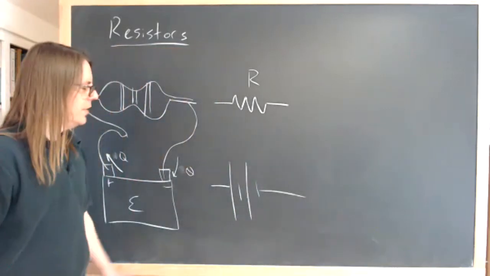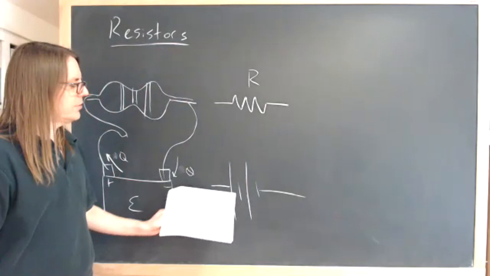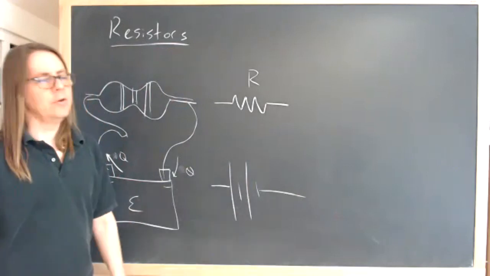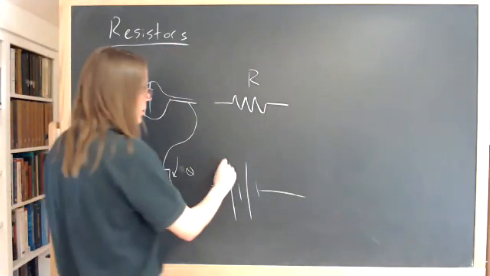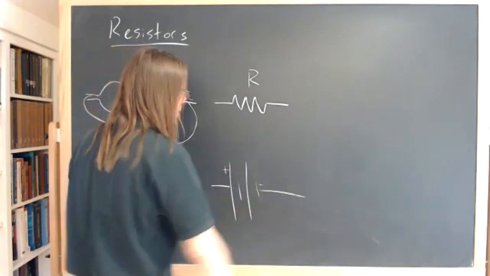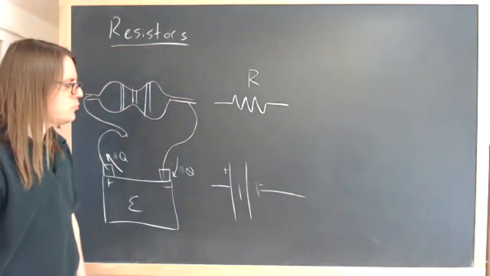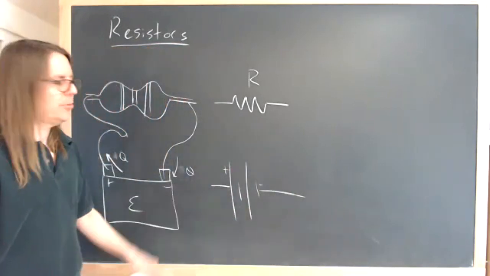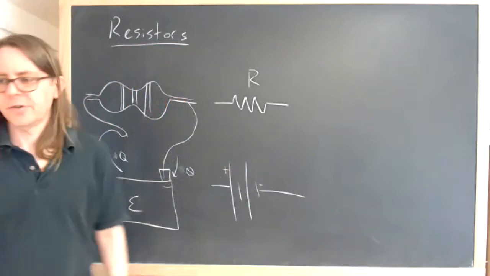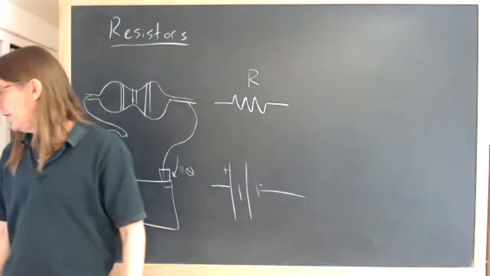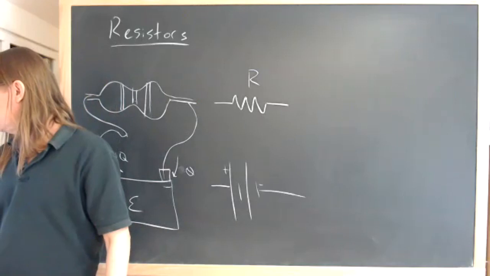Okay. That symbol represents the plates, the electrochemical plates inside the battery. You don't need to know that. So the long line is the positive side, and the short line is the negative side. For a while, I will keep drawing the positive and negative for you, but eventually you need to remember that the long line is the positive side.